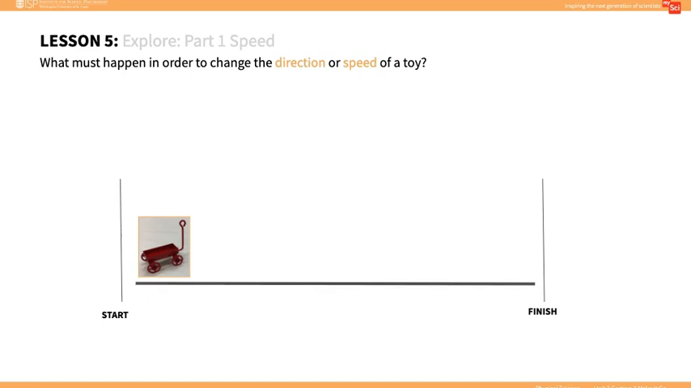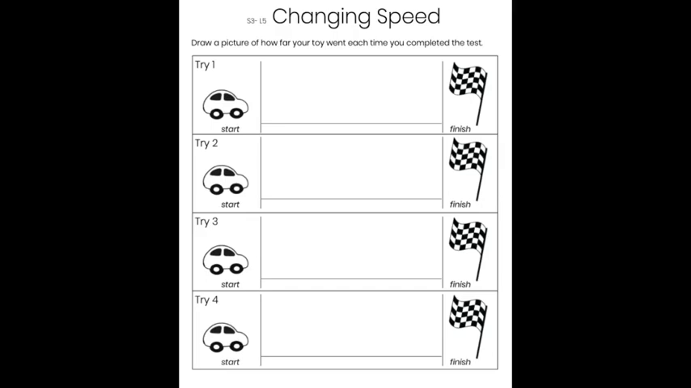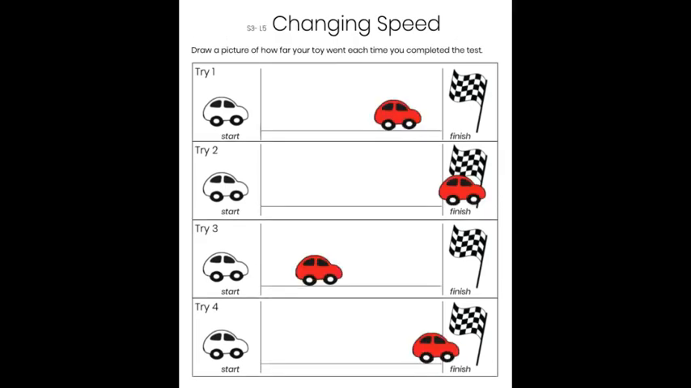Demonstrate starting at the start line and pushing or pulling the car to get it to reach the first finish line. You may want to note that students may need to do multiple trials to get their toy close to the line. As they are completing trials, have them draw pictures of their results on student page 10 shown here. An example is completed on teacher page 15 shown here.